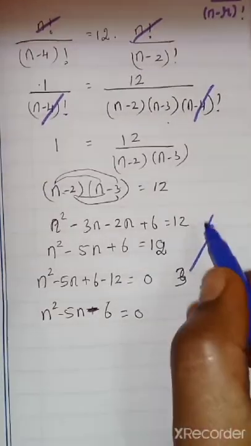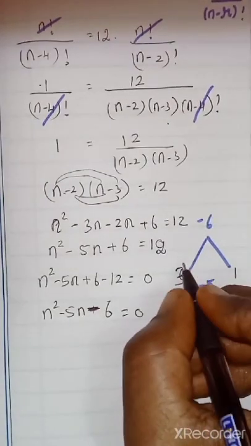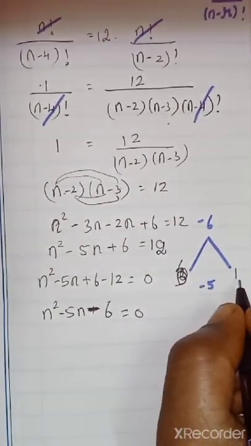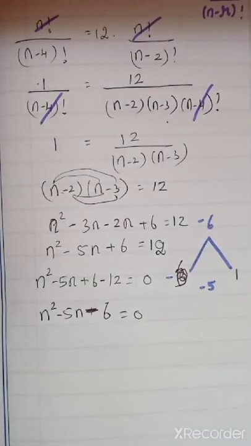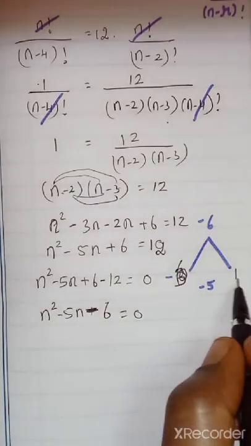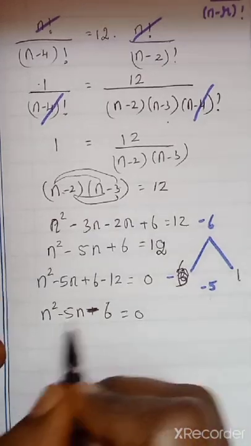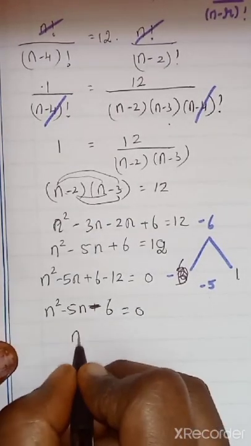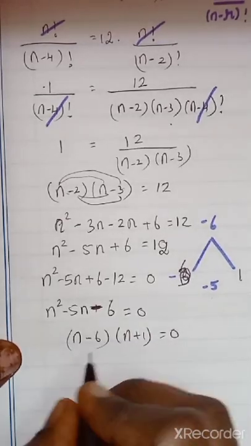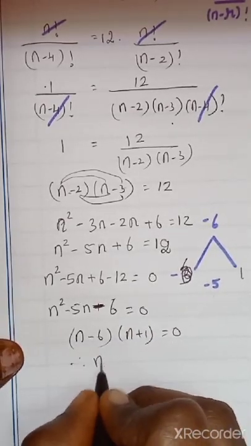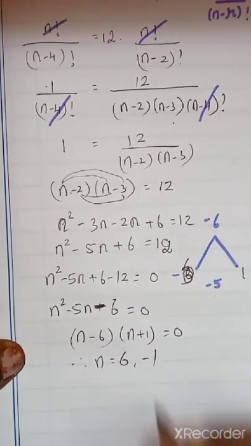So what we have to get? Minus 6 and minus 5 we have to get, right? 6 ones are 6, 6 minus 1 is 5. So you have to put minus over here, right? So 1 into minus 6 is minus 6. 1 minus 6 is minus 5, right? So this we can take as n minus 6, n plus 1 equal to 0, or you can directly take, therefore n equal to 6 or minus 1.